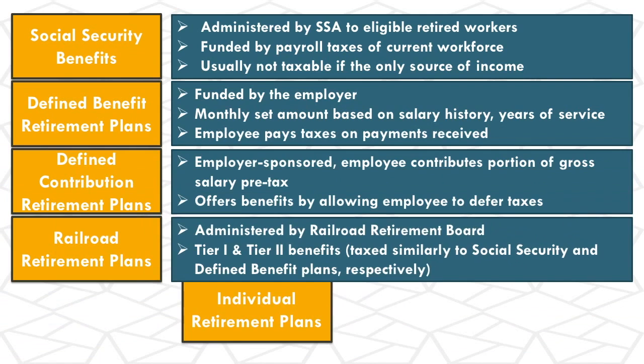Next, with railroad retirement plans, again, those are administered by the Railroad Retirement Board, and they are broken into two parts, Tier 1 and Tier 2 benefits, and they are taxed similarly to Social Security and defined benefit plans, respectively. So we'll talk more about that in Session 2.